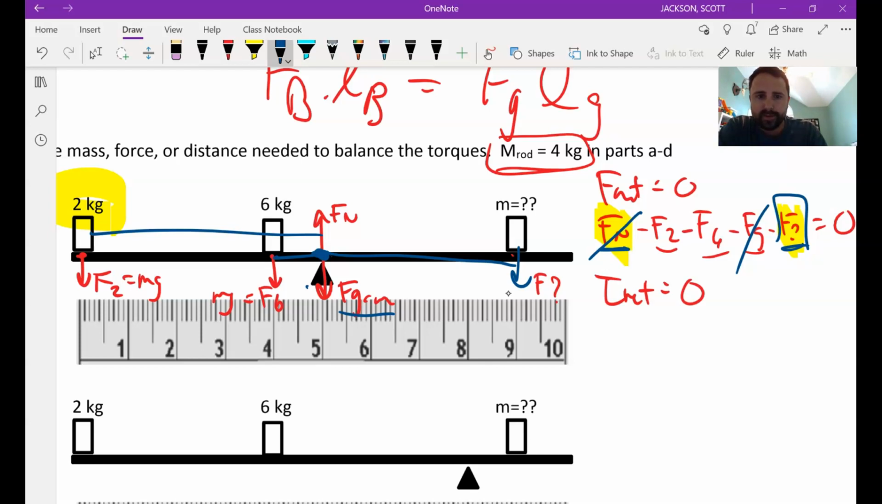Now, let's think about it. Which way, if I put my finger right here at this location and then came over here, this would cause a torque that's going that direction, so that's clockwise, so we'll call that negative.